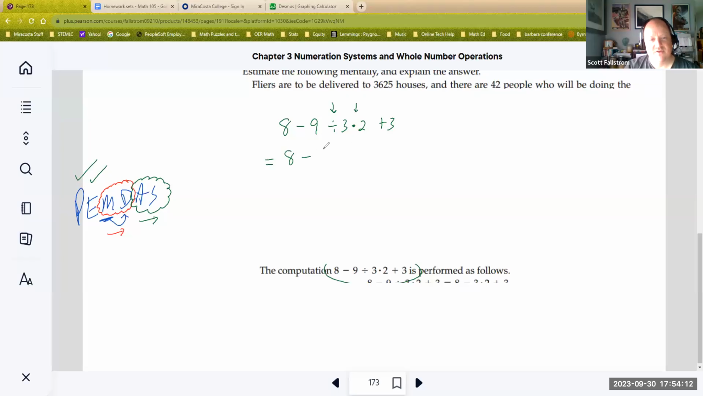So 9 divided by 3 would come first. And personally, I would rewrite the question. And then I have only one of the multiplication and division, which becomes this. Lastly, I have addition and subtraction. Once again, if I just read from left to right, I would do the addition first and then the subtraction. That is not the order of operations.